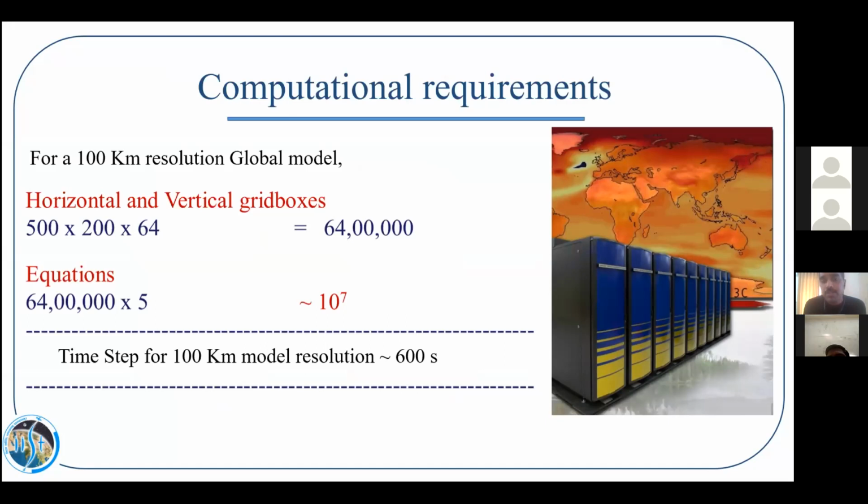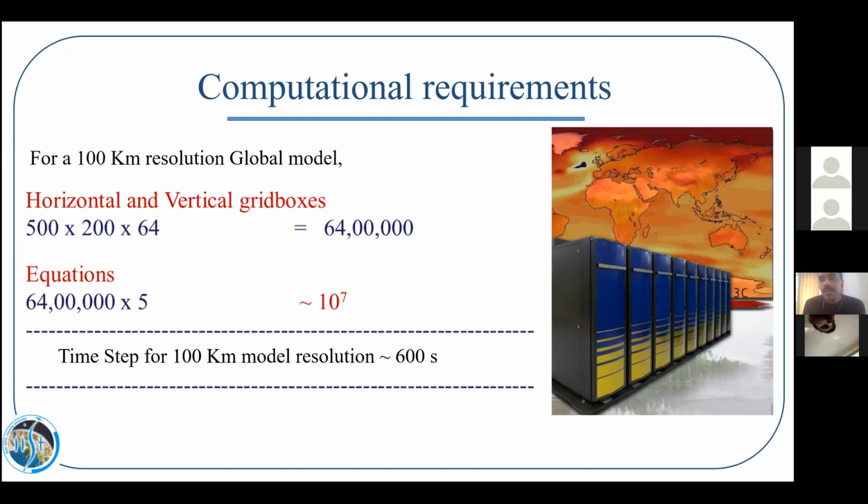So it's huge. For a 100 kilometer resolution, you have to set the time step to approximately 600 seconds. If you set more than 600 seconds, it will be computationally unstable. So if you need to give a forecast for one day using a global model, you have to do 10^7 computations 144 times. That means it's really computationally challenging.